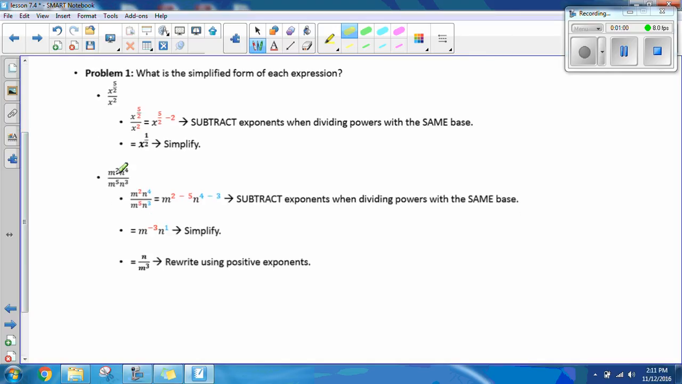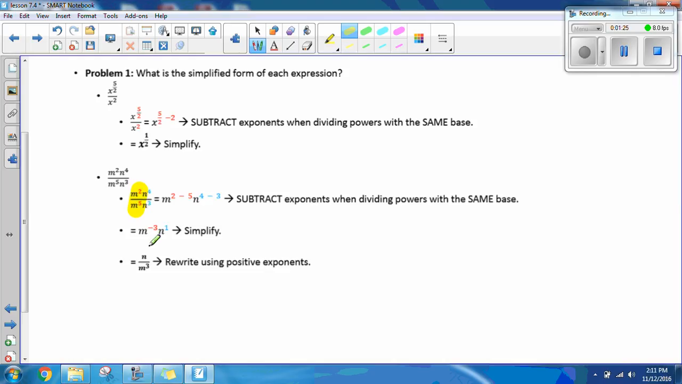Here we have m to the 2nd power times n to the 4th power, that quantity divided by m to the 5th power times n to the 3rd power. So we'll work with each variable separately. We have m to the 2nd power over m to the 5th power. That means I do 2 minus 5. And then n to the 4th power divided by n to the 3rd power is just 4 minus 3.